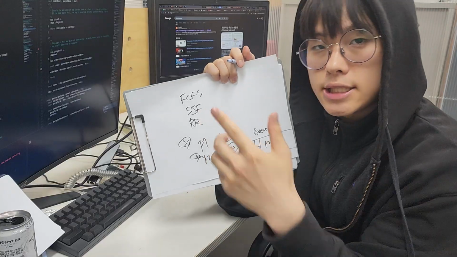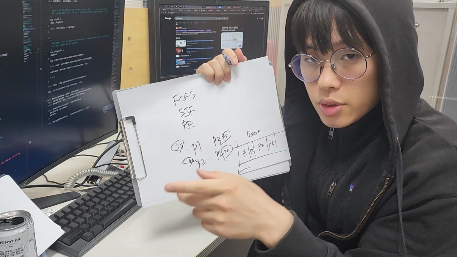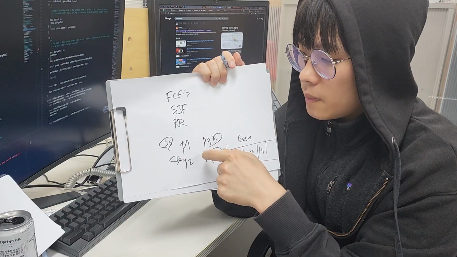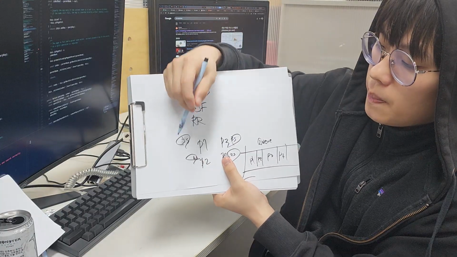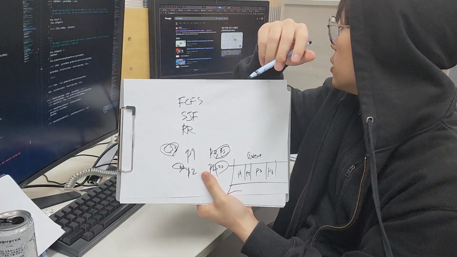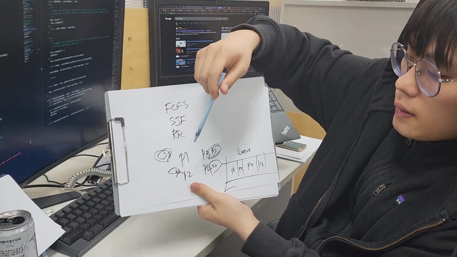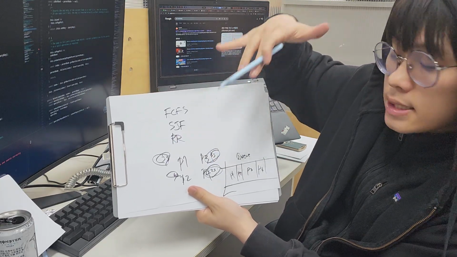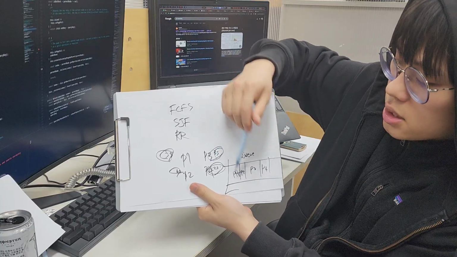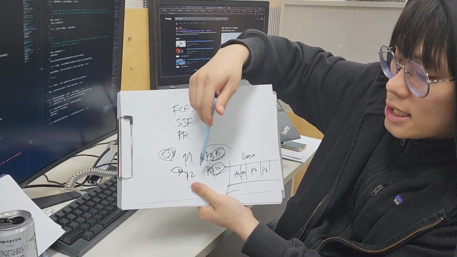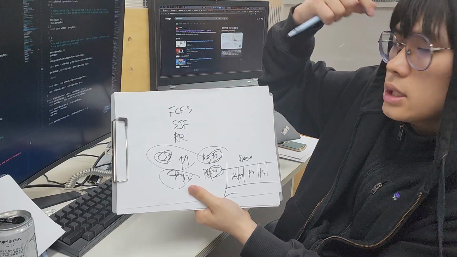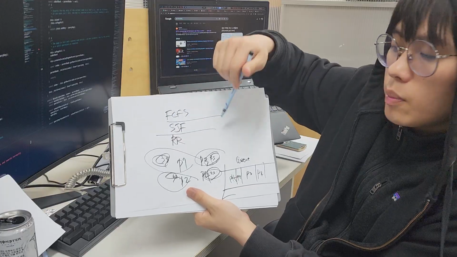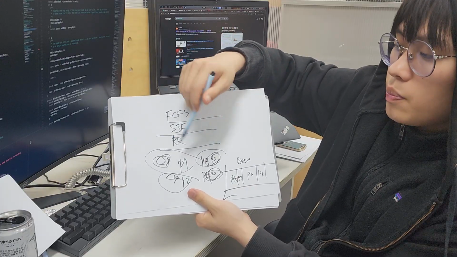The next one is SJF, shortest job first. It prioritizes based on the burst time. So P4 has the least burst time, right? So it goes first, and next is P3, then P2, and then P1. I think it would use some kind of min heap or priority queue, but whatever. So that's SJF.